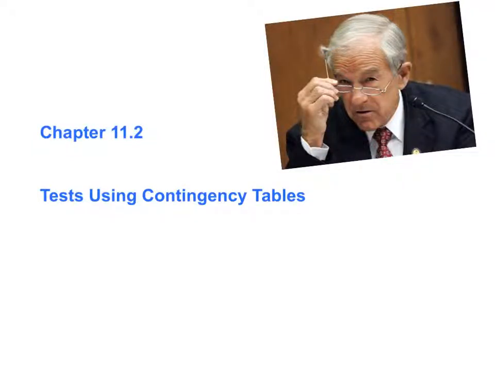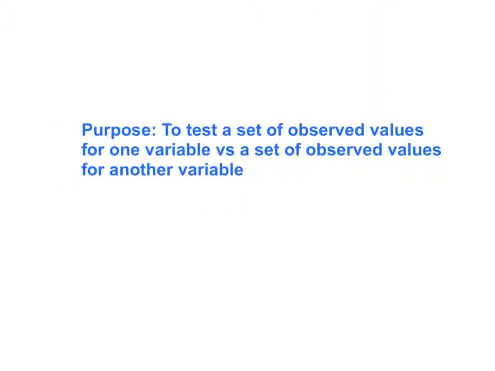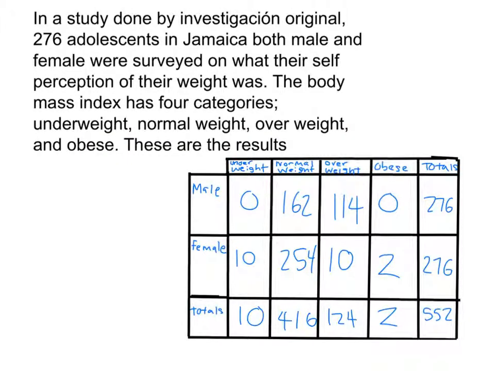Okay, so chapter 11.2, tests using contingency tables. The purpose is to test a set of observed values for one variable versus a set of observed values for another variable. So in the example, in a study done by Investigation Original, 276 adolescents in Jamaica, both male and female, were surveyed on what their self-perception of their weight was. The body mass index has 4 categories: underweight, normal weight, overweight, and obese, and these are the results.